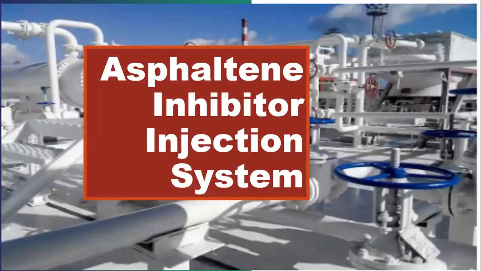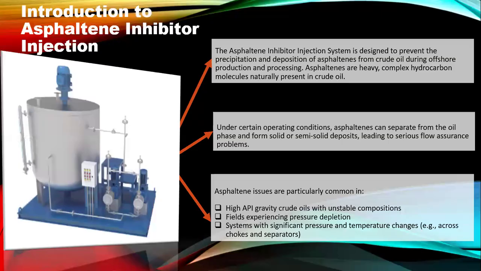So we have the asphaltene. Like I mentioned, asphaltenes are those heavy hydrocarbons that are mixed with nitrogen and sulfur, and they are very sticky and dark, and they tend to settle along the pipeline to block the pipe. So this asphaltene injection system is designed to prevent precipitation and deposition of asphaltene from crude oil during offshore production and processing. Asphaltenes are heavy, complex hydrocarbon molecules naturally present in crude oil.